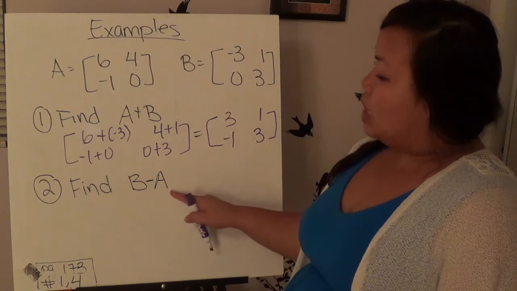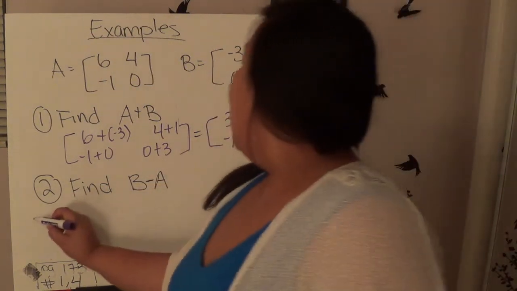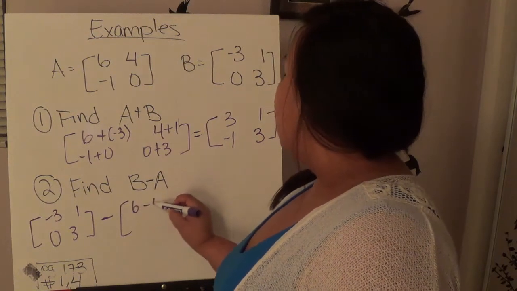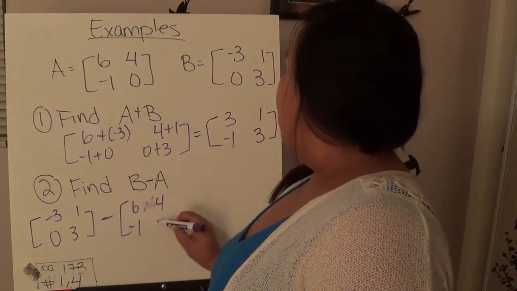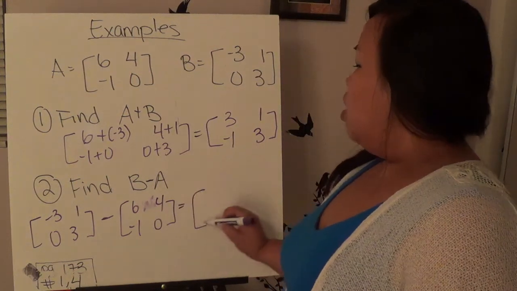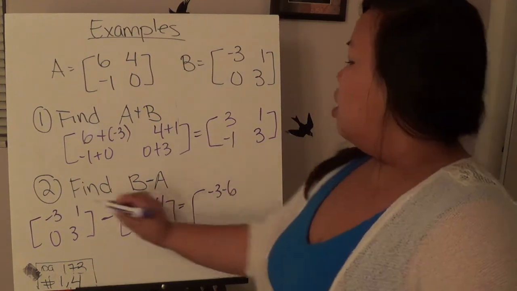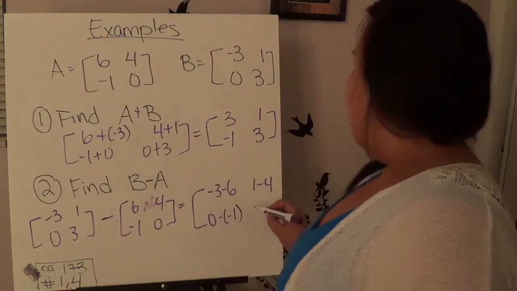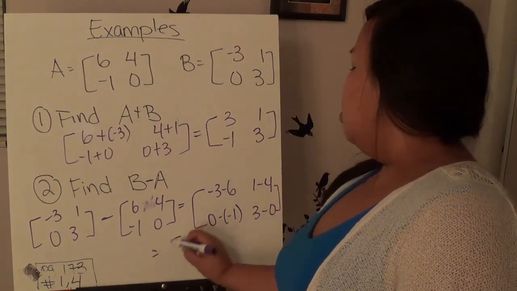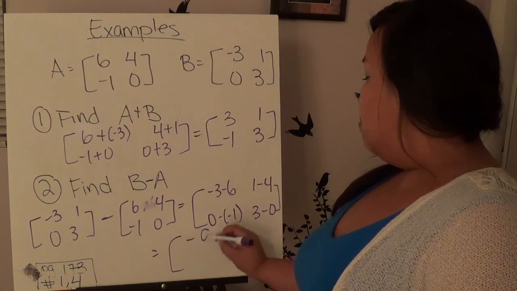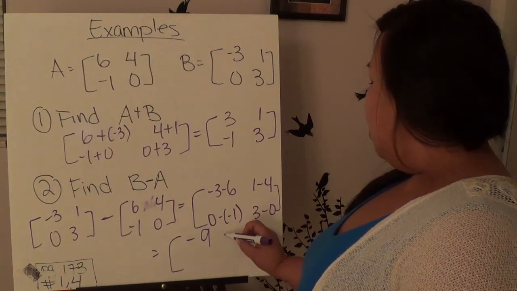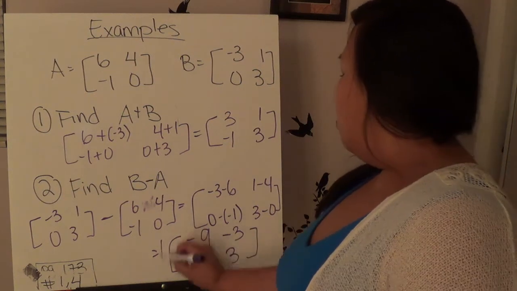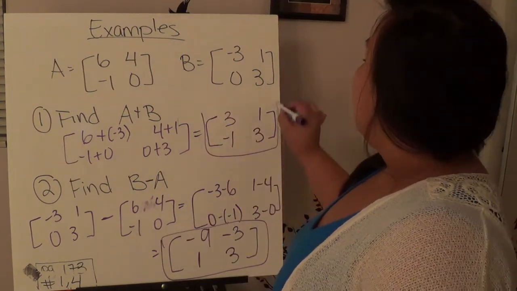Okay? B minus A, the second one, is telling us to take this minus this. So now I'm going to switch it. So it's going to be negative 3, 1, 0, 3. That's B. Minus A, which is 6, 4, negative 1, and 0. So what I'm going to end up with is top left, so negative 3 minus 6, 1 minus 4, 0 minus negative 1, and 3 minus 0. And my answer, negative 3 minus 6 is negative 9. 1 minus 4 is negative 3. 0 minus negative 1 gives me positive 1. And 3 minus 0 is 3. And this is my answer for 2. This is my answer for 1.